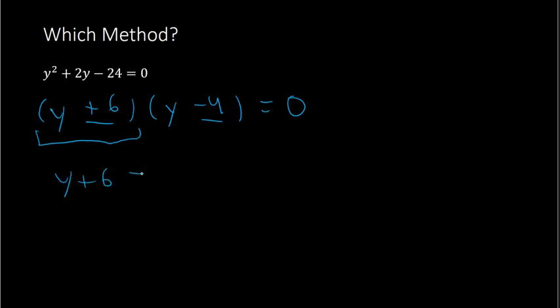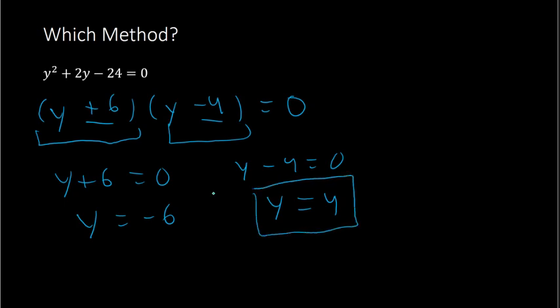Y plus 6 equals 0, and y minus 4 equals 0. We'll solve each one. Y would equal negative 6, or y would equal positive 4. So this one you can factor very quickly to get our solution. And if you did not see that, you could have done quadratic formula, you could have done completing the square. Either of those would have worked as well, but this method is the easiest.